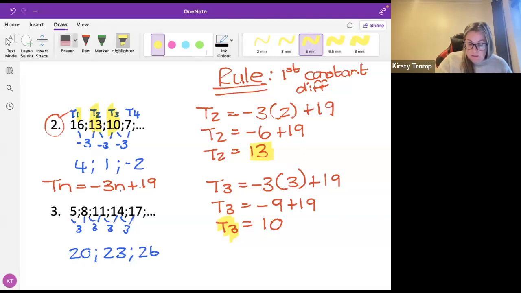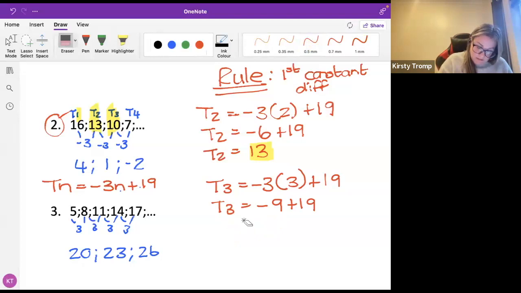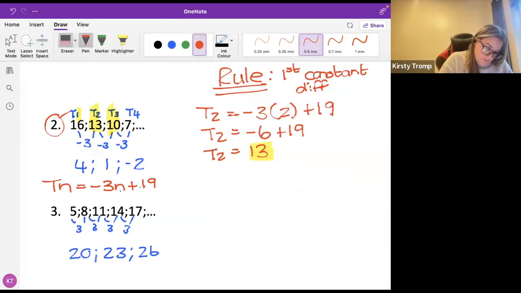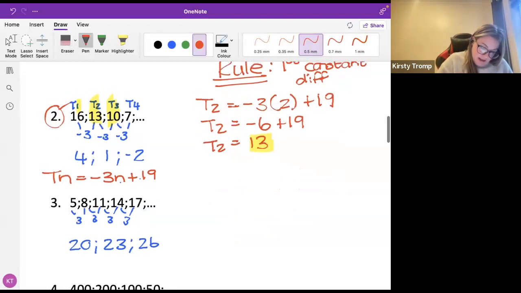Right. Make sure you've got a screenshot of this page. We're going to have a look at how to do the second rule, and then we're going to move on to what we're learning about tonight. Okay. Make sure you've got a screenshot. All right. So let's have a look at the next rule now.